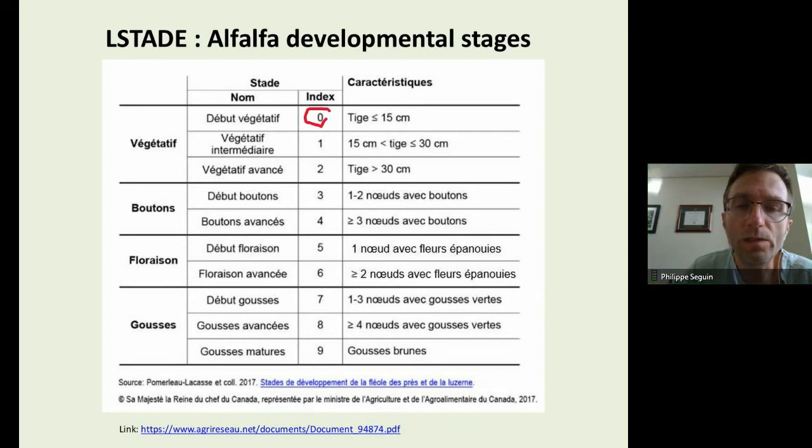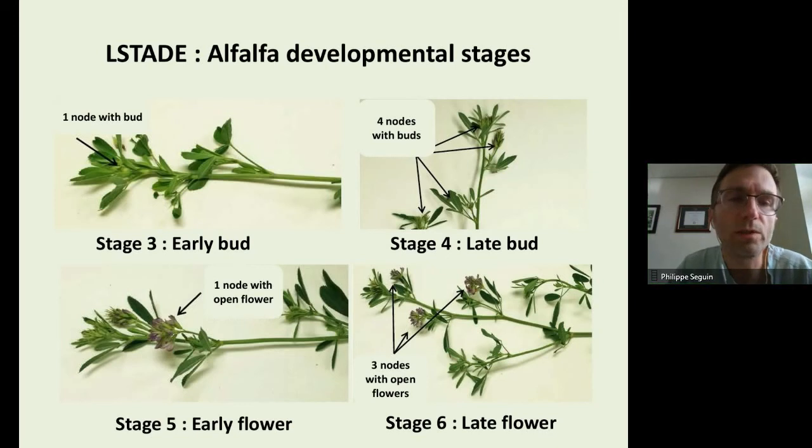But in most cases, you will usually have values that range between 2 and 6 for the most. Okay, so it would be rare that you go beyond that. So essentially, you're going to assess that and assign a value based on this table. And if we illustrate that with some pictures, you can see what a stage 3, stage 4, 5, and 6, which are the most common ones you would see in a field.